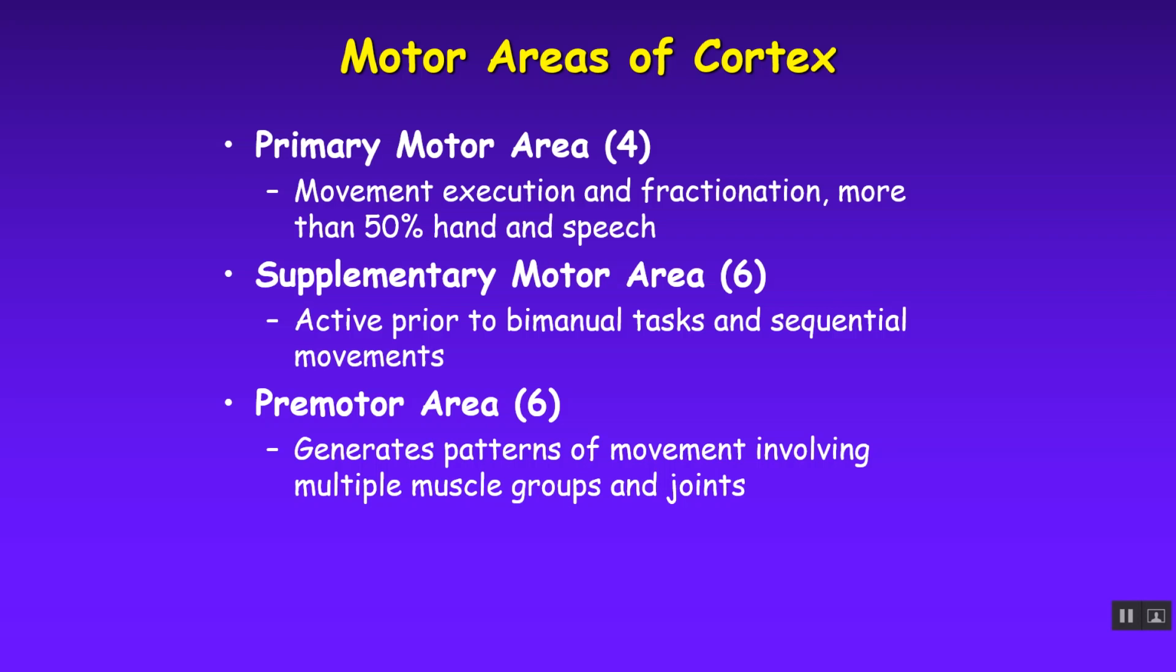And so as you learn a new skill, you start to store these things. You don't have to use your primary motor strip. You use these premotor areas that are active even before your primary motor strip, but also your basal ganglia and cerebellum are involved in storing some of these programs and activating those.